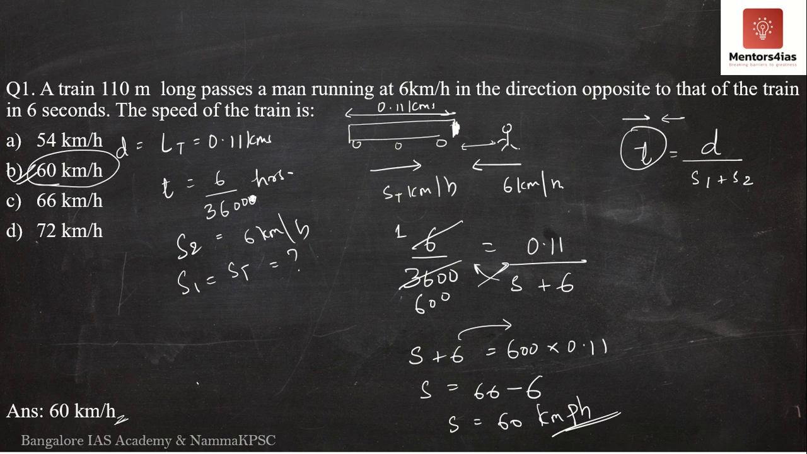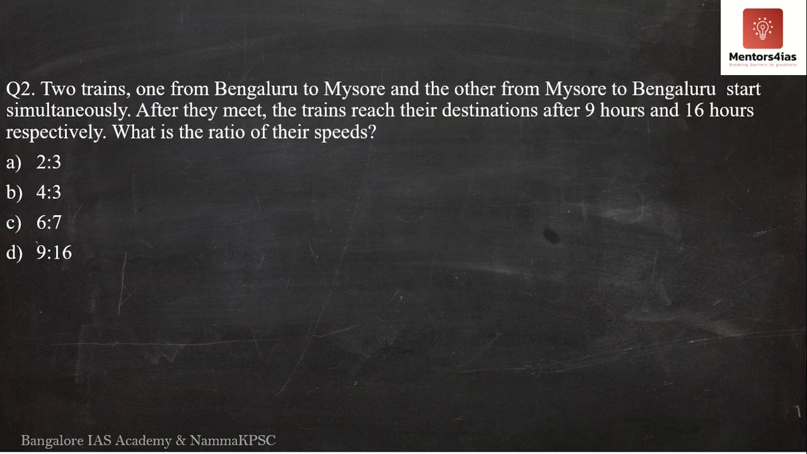Second question. Now, the second question says, two trains, one from Bengaluru to Mysuru and the other from Mysuru to Bengaluru, start simultaneously. After they meet, the trains reach their destinations after 9 hours and 16 hours respectively. What is the ratio of their speeds?